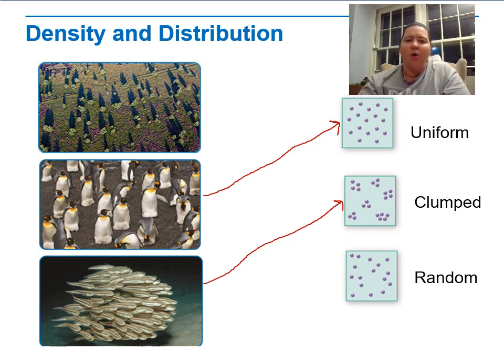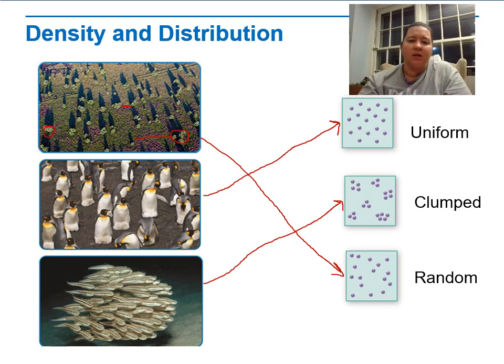And then we have random. So if you look at these trees up here, you see a couple over here, you see a couple trees over here, and then you see all this space in between them, but then you've got these guys where they're like that. So that is a random distribution. It basically just means there's no pattern to it whatsoever.